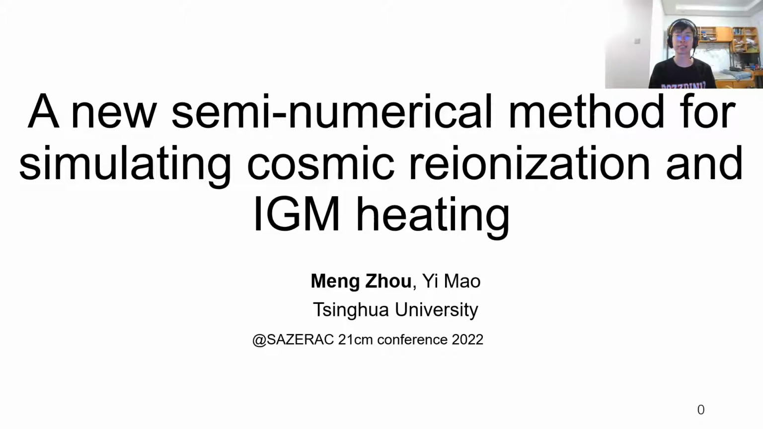Today, I'm very glad to have this opportunity to introduce our new semi-numerical method here. It is developed to simulate cosmic reionization and IGM heating. Our code does not apply the popular excursion set models. We approximate the full radial transfer of UV and X-ray photons with one-dimensional radial transfer and linear perturbation theory. We also use shell window functions to run our algorithm rapidly.